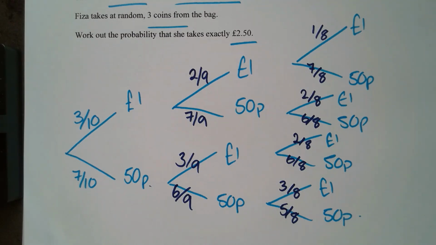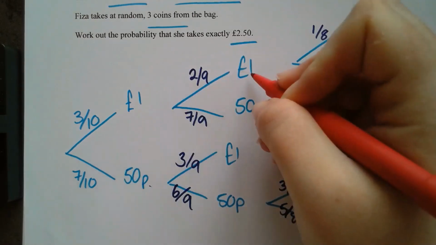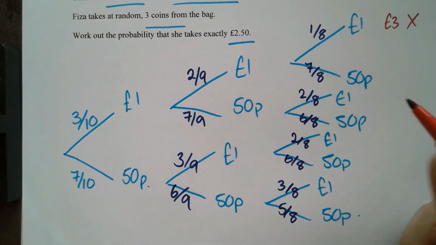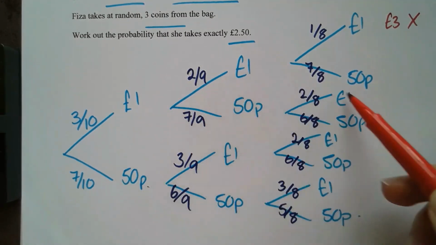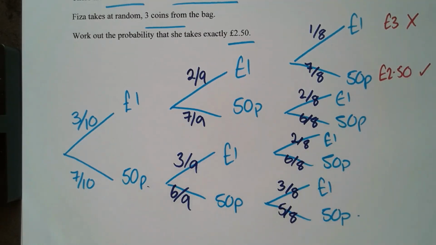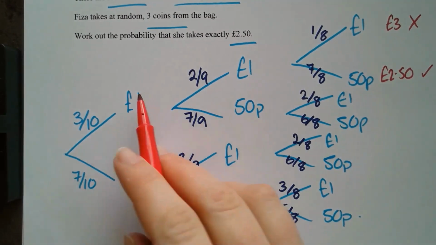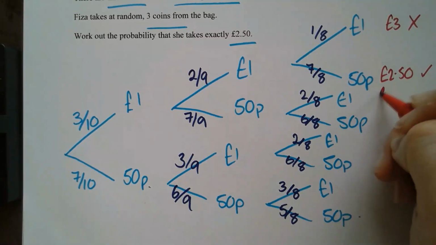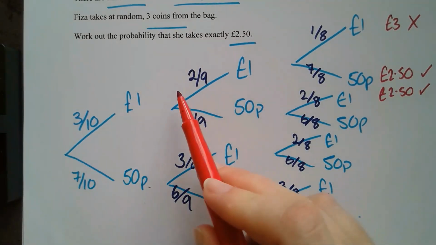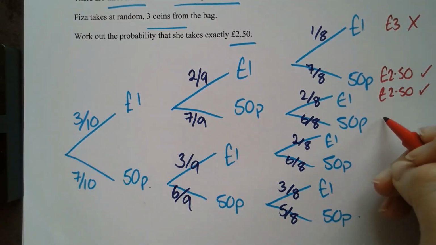The thing I've got to decide now is getting exactly £2.50 and which pathways give me that. So a pound plus a pound plus a pound is going to get me £3, so I don't want this one. £1 plus £1 plus 50p gives me £2.50, so I am bothered about this one. A pound plus 50p plus a pound is the same, just in a different order, so £2.50 for this one too. A pound plus 50p plus 50p is only going to get me £2.